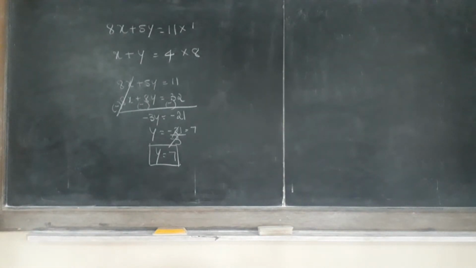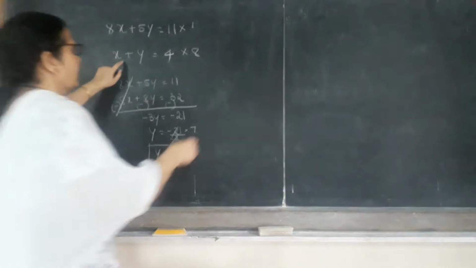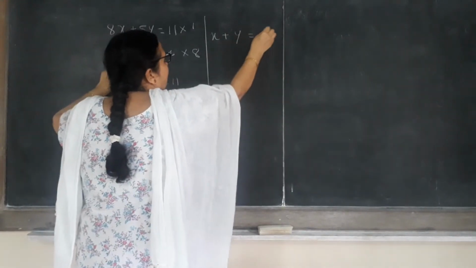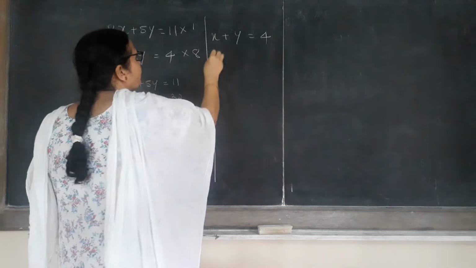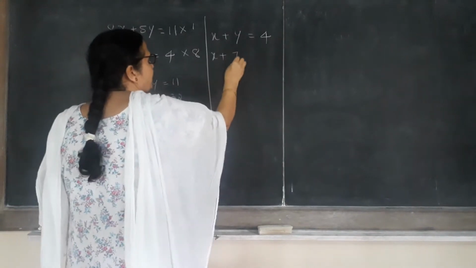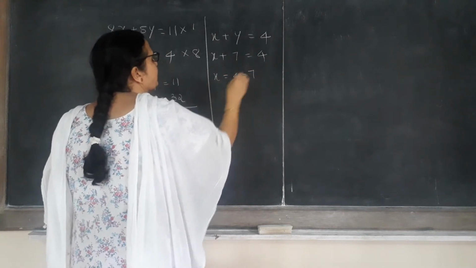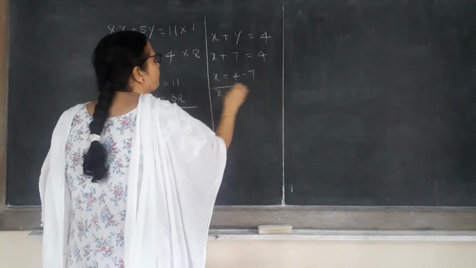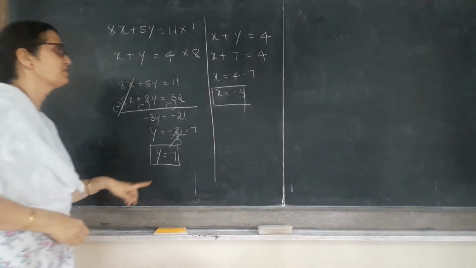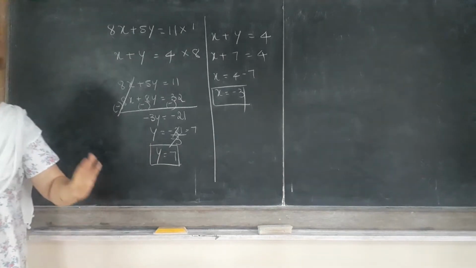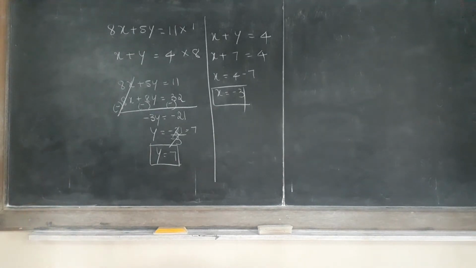We got y as 7. Once we get y, you can find the value of x using one of the equations. I am going to the second equation, that is x + y = 4. y is 7, so x + 7 = 4. x is equal to 4 minus 7. x is equal to minus 3. So what are the values? x is minus 3, y is 7. This is by which method? It is by the elimination method.